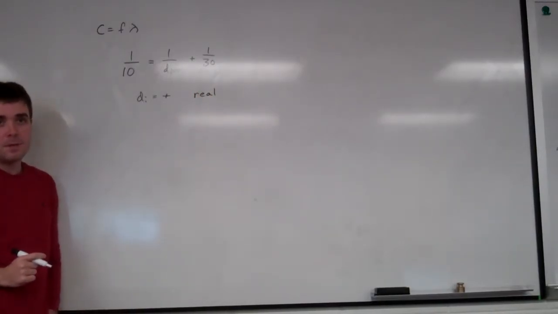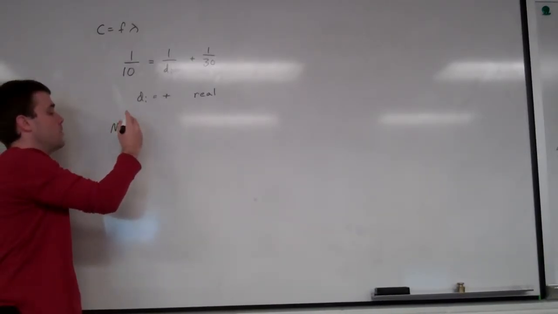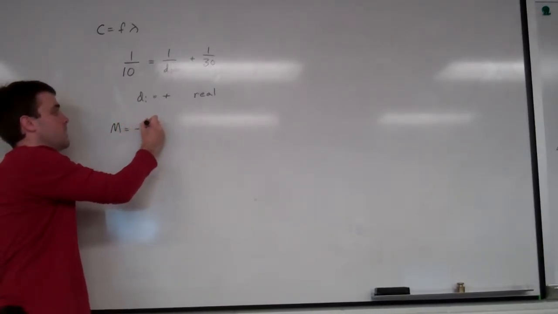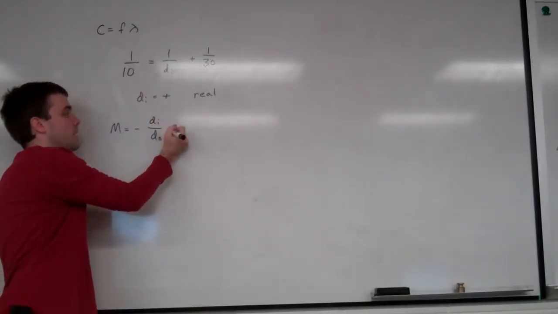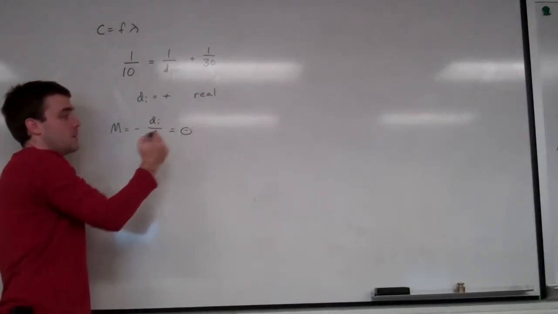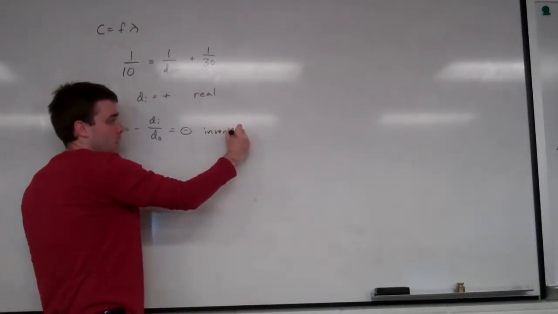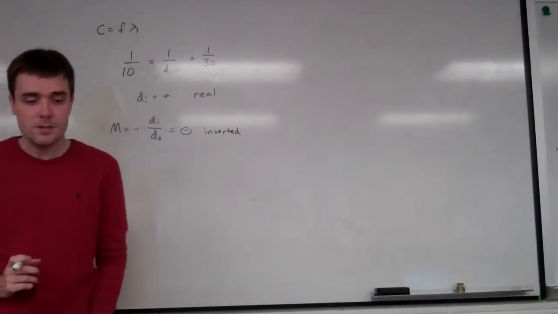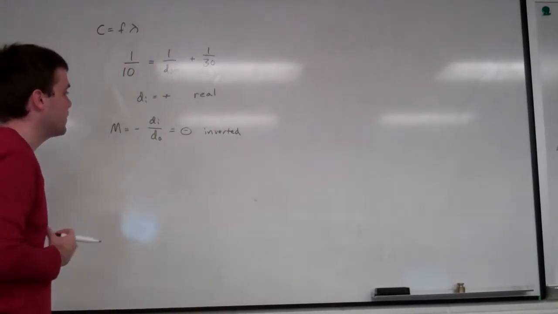Does that make sense to everybody? And we do magnification is equal to negative DI over DO. And is that going to be positive or negative? Negative. What does that mean? Inverted. Does that give us enough information to answer this question? No. You need to figure out the magnification as well.